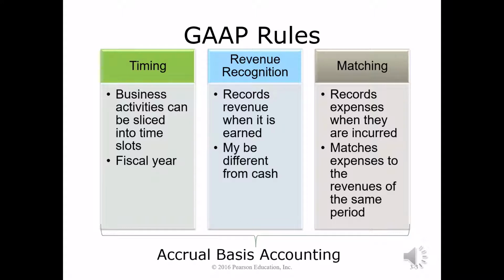The third new GAAP rule is about matching. One of the main reasons that we have accounting, and specifically accrual basis accounting, is to report our profits. That can only be done if we're careful to match the right revenue with the right expenses. This has mostly to do with posting revenue and expenses into the right time period. If we've received some revenue for services provided, we need to post the expenses related to providing those services in the same time period.